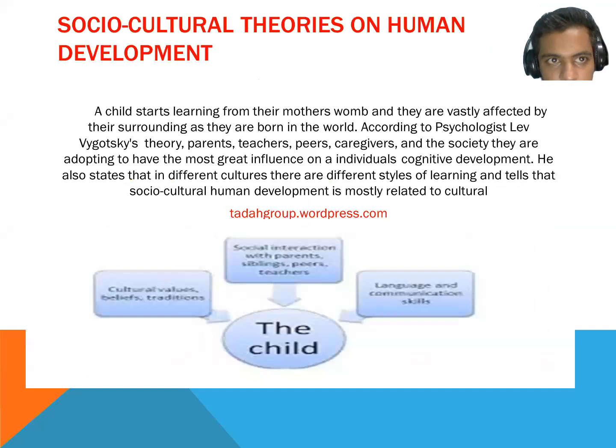Moving on to slide 6 and slide 7, sociocultural theories on human development. A child starts learning from their mother's womb and they are vastly affected by their surroundings as they are born in the world. According to psychologist Lev Vygotsky's theory, parents, teachers, peers, caregivers, and the society they are adapting to have a much greater influence on individuals' cognitive development. He also states that in different cultures there are different styles of learning and that socio-cultural human development is mostly related to culture.